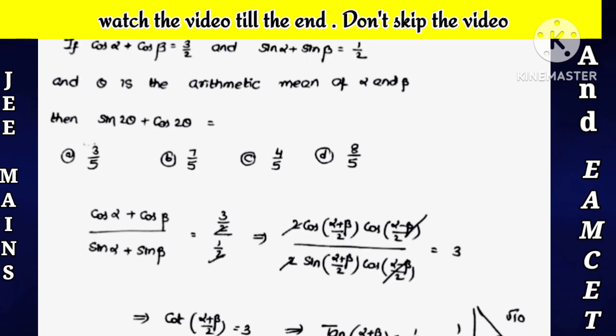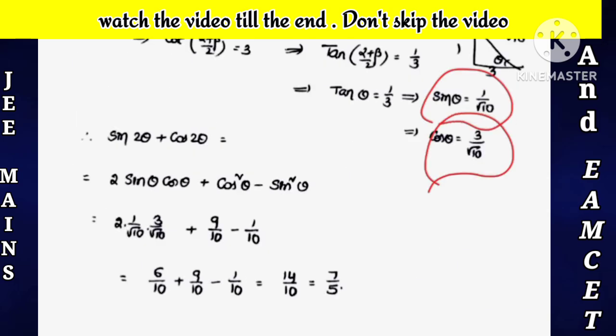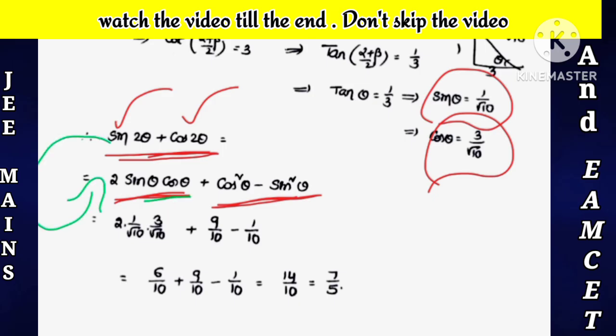So what is the given question? You have to find the value of sin 2 theta plus cos 2 theta. What is the sin 2 theta formula? 2 sin theta cos theta. What is the cos 2 theta formula? Cos square theta minus sin square theta. Okay, write the question and take the two values.